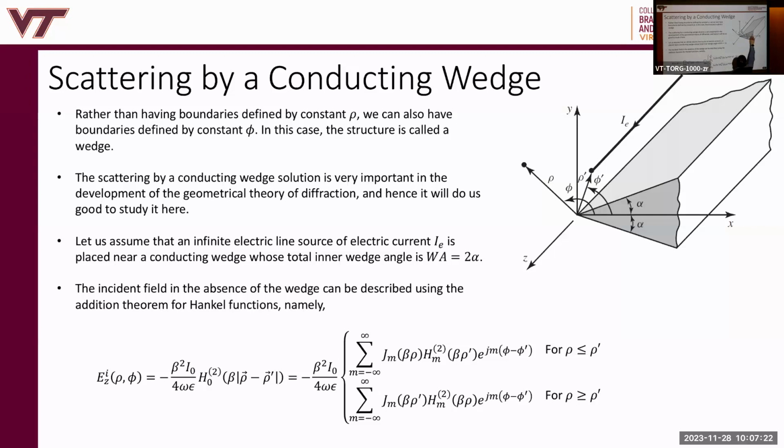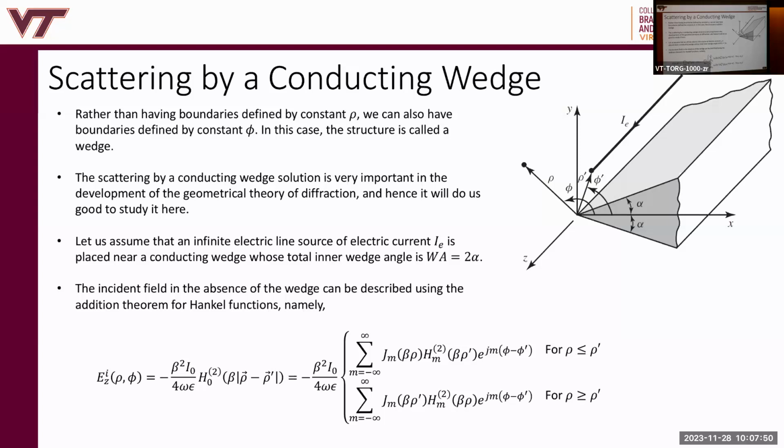So these planes go out to infinity, right? So it's an infinite wedge. And the boundaries are at phi equal to some constant here, say phi equal to alpha and phi equal to 2 pi minus alpha. All right, so this is another kind of problem that we can solve using cylindrical modes. So rather than having boundaries defined by constant rho, we can also have boundaries defined by constant phi. In this case, the structure is called a wedge.